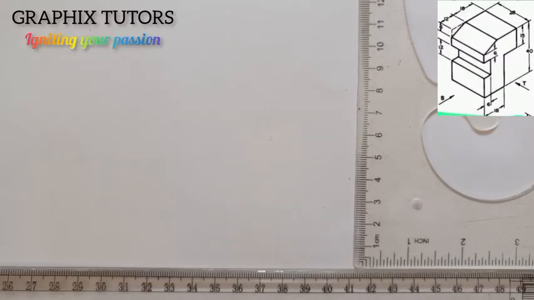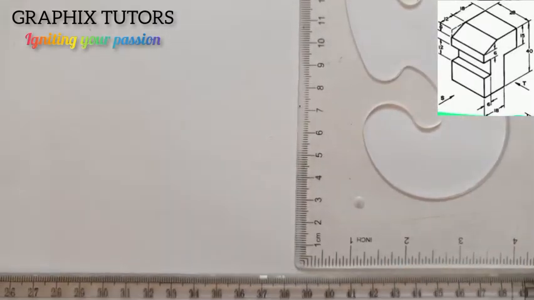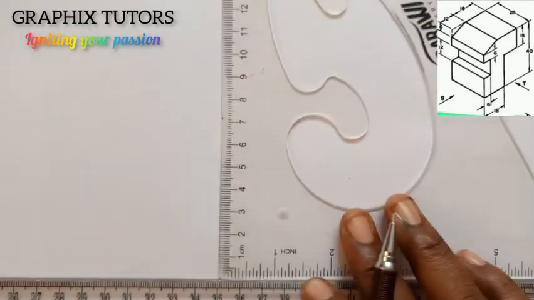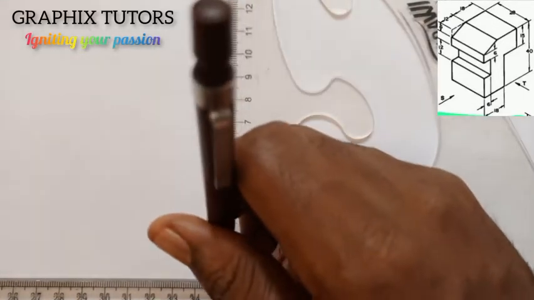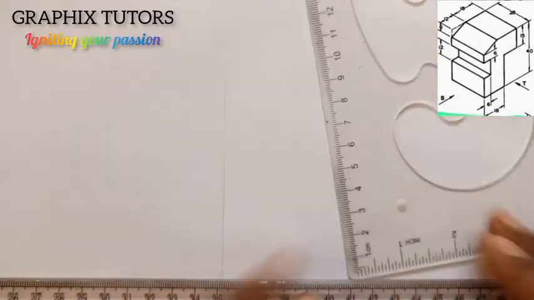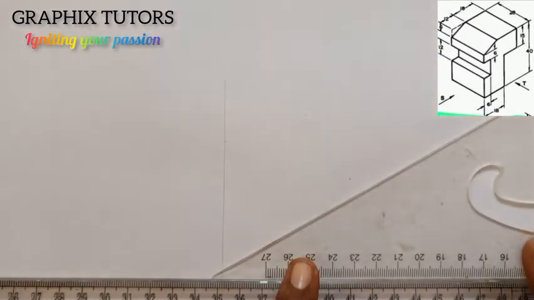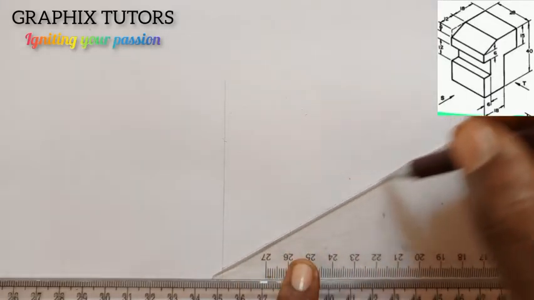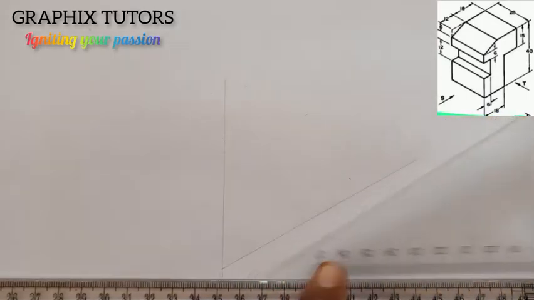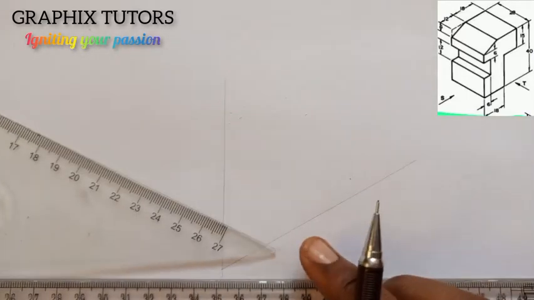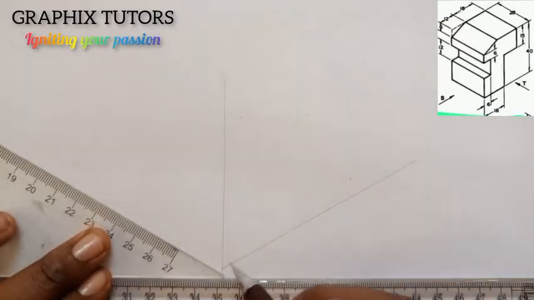We want to reproduce the figure that is displayed at the top right corner of the screen, and we're told to draw it in isometric. When you are told to replicate a figure in isometric, the first thing you have to do is to draw your inclined axis. You draw the vertical axis, which is this. You draw the horizontal axis, inclined at 30 degrees, and also at this point inclined at 30 degrees.